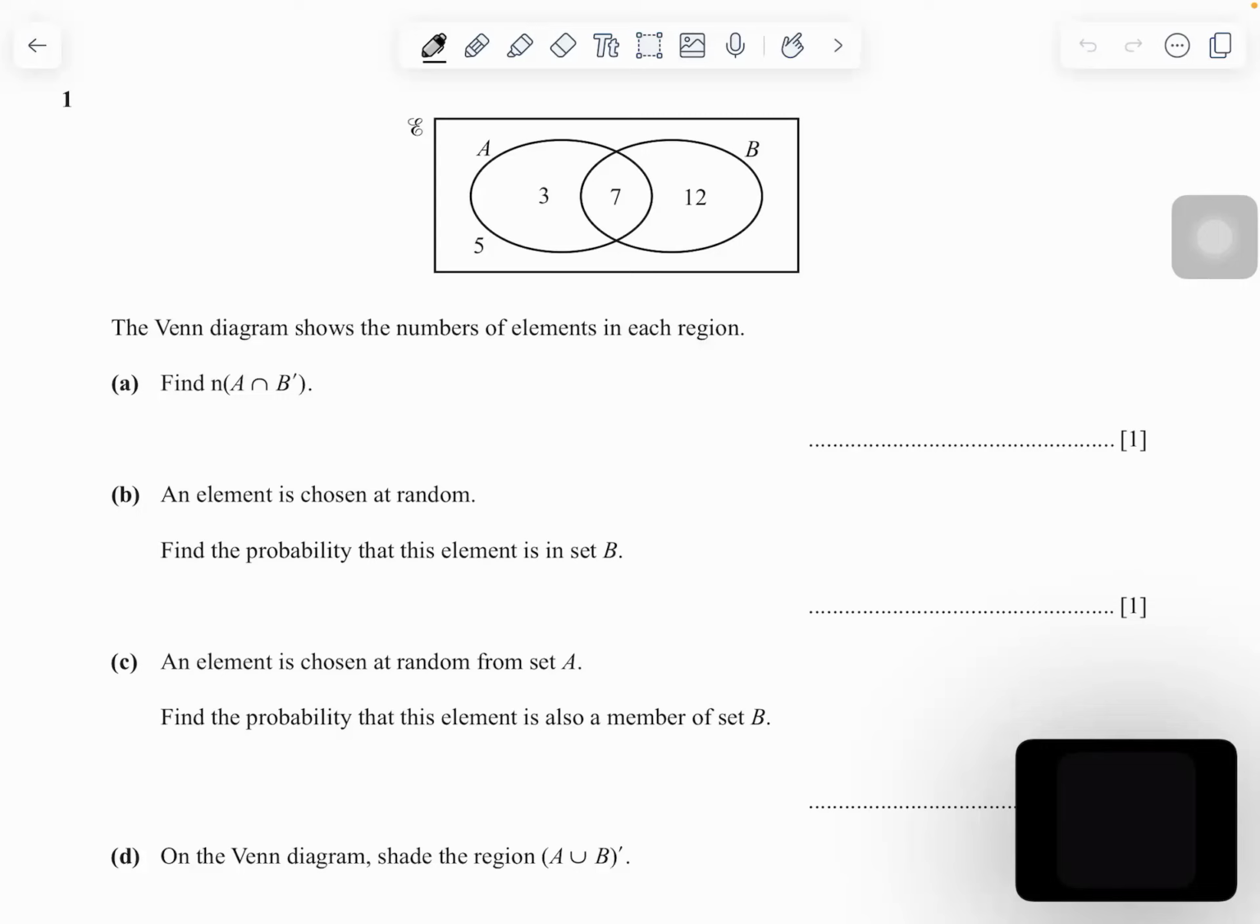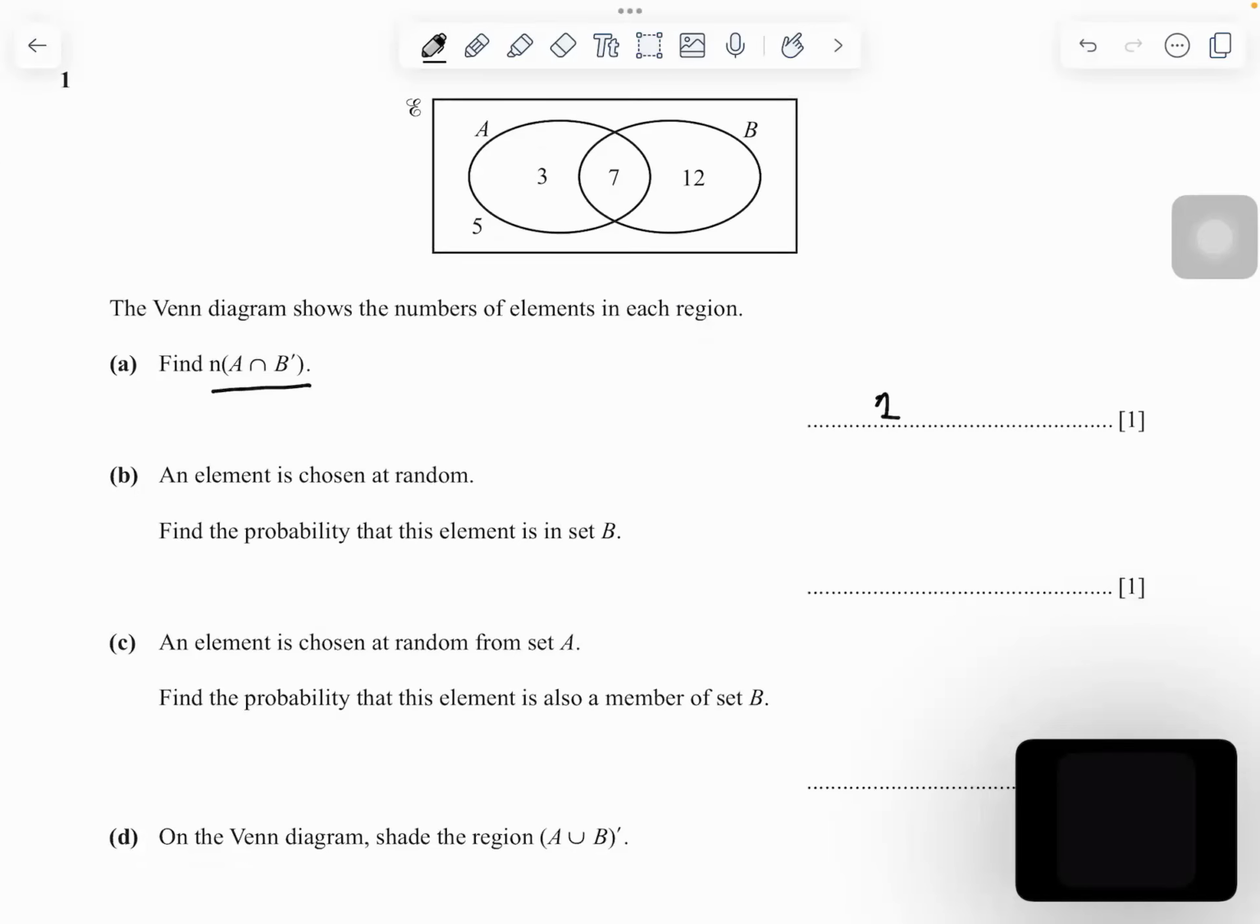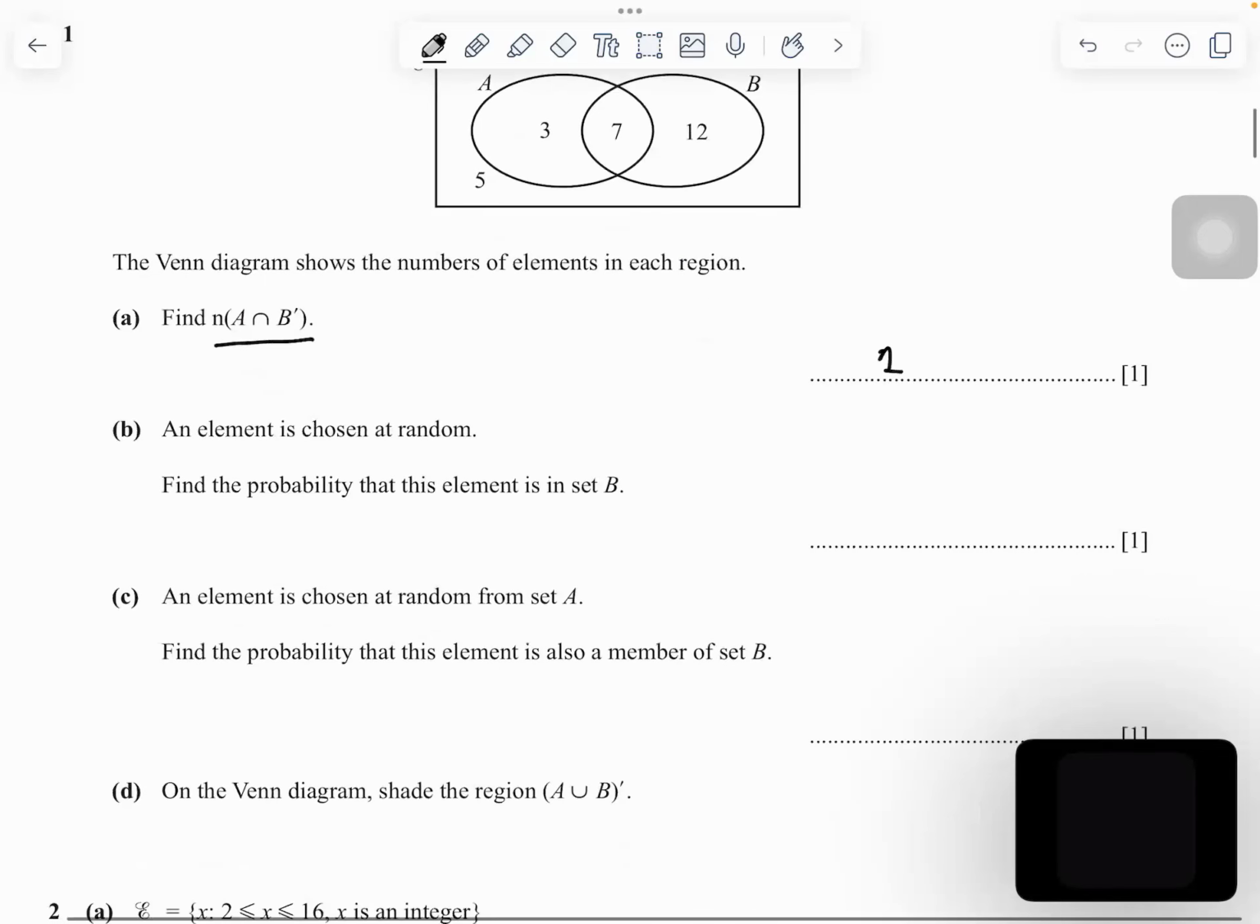For the first one, is the answer 3? So it's asking you n of 1 then. Yeah, one. That's correct. For the second one, is it a half? Yes.